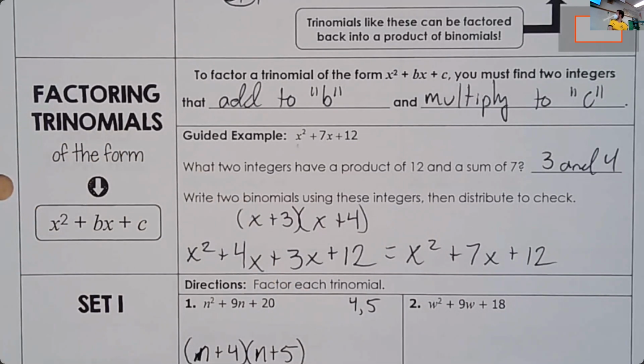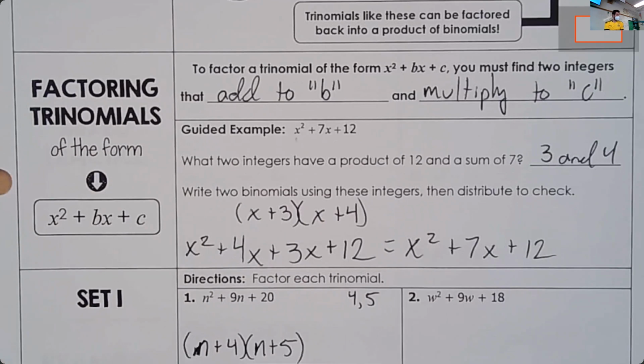Now, in your mind, if you had thought 5 and 4, that's fine too. You could have n plus 5 and n plus 4. It doesn't matter which parenthesis those numbers go in. You could have the 5 first and then the 4. It doesn't make a difference. Let's try number 2.